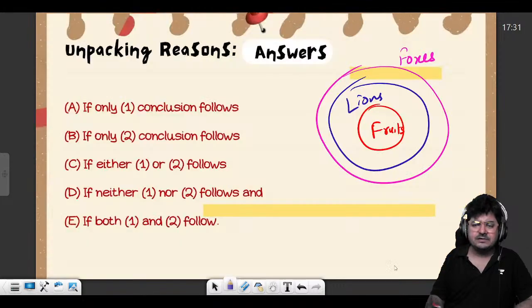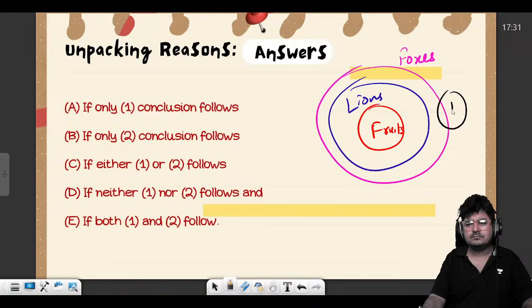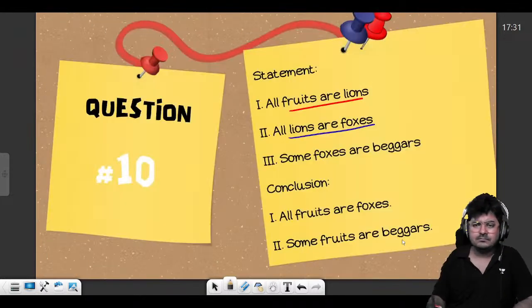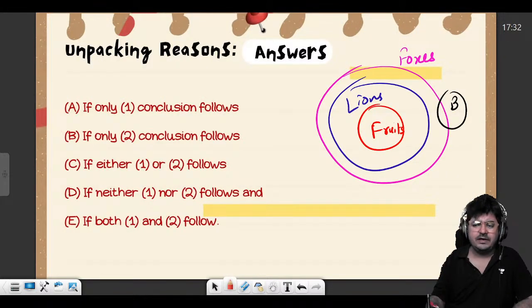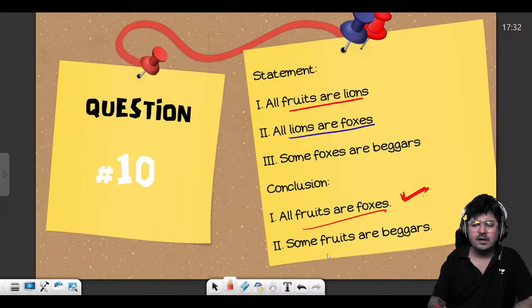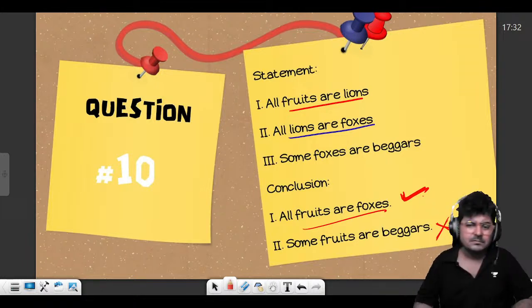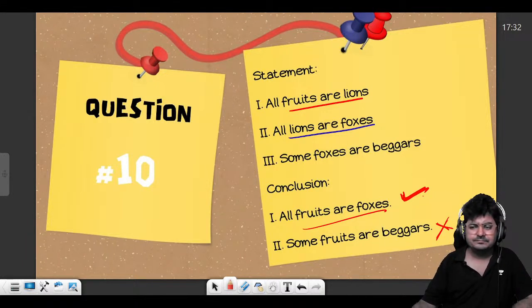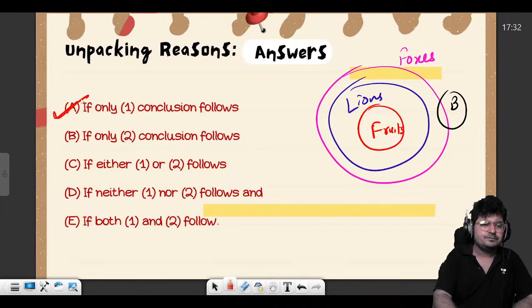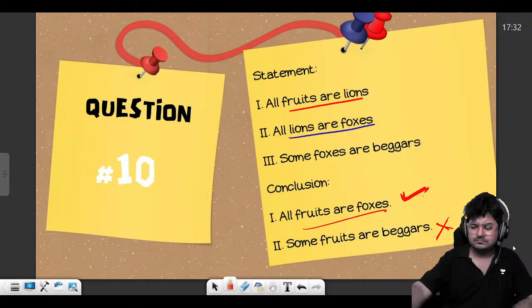Some foxes are beggars. So all fruits are foxes. Correct? Some fruits are beggars. False. Is it clear? So only one will follow.